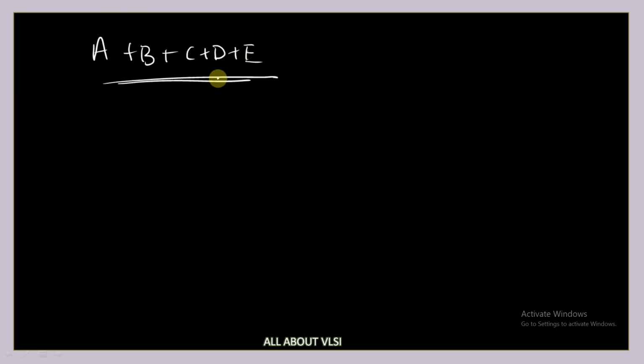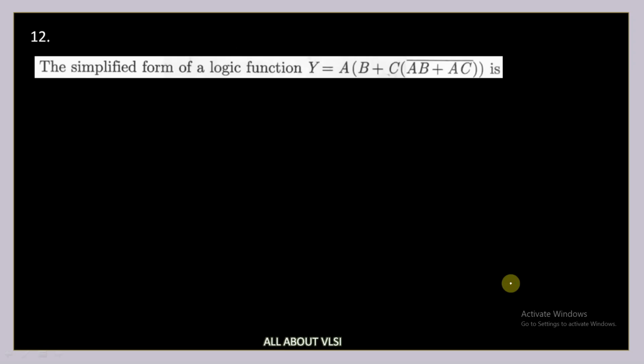Is this clear for everyone? Yes or no? Next, solve this. Y = a(b + c(ab + ac)̅). So take 2 minutes of time, solve this, and please let me know the answer.